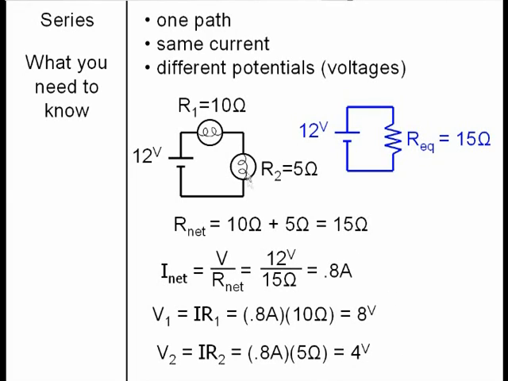So we have one current going through here and a different voltage for each component. We've got 12 volts, 8 volts, and 4 volts.